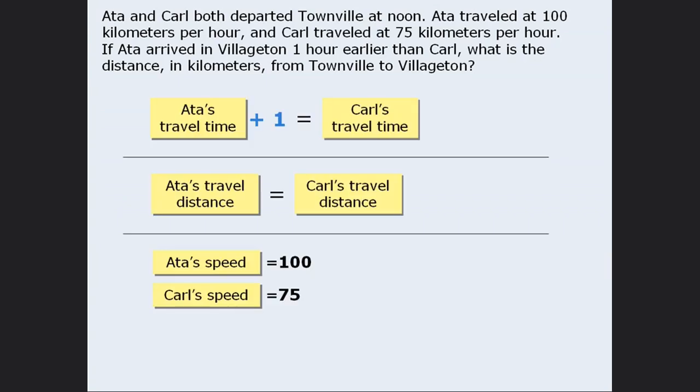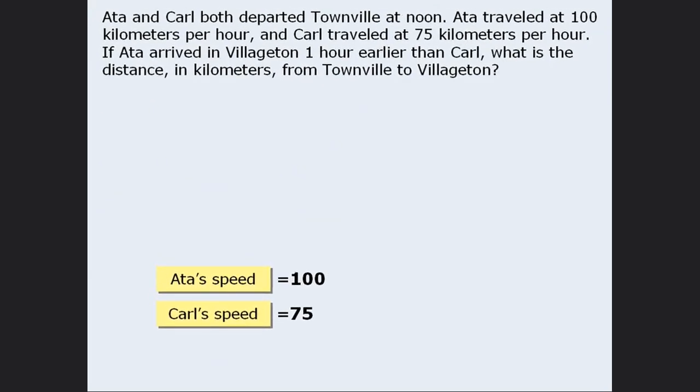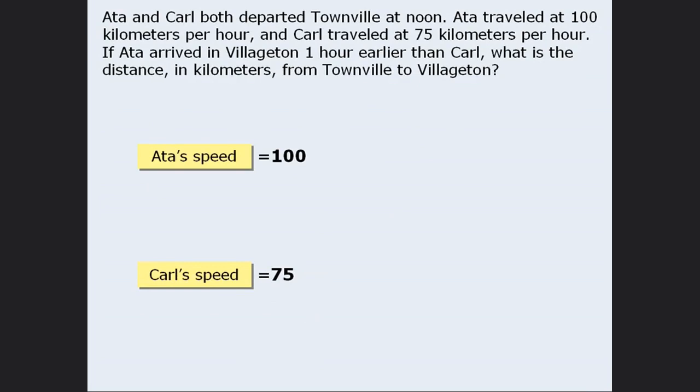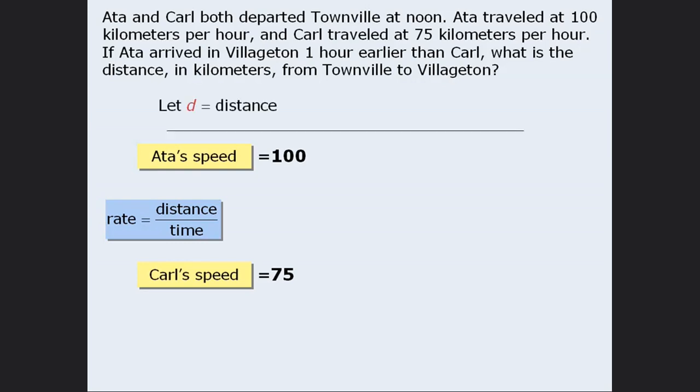Alright, let's return to our word equations and solve the same question using these two word equations. To transform these into real equations, we will use the fact that speed is equal to distance over time. Now, since we are not given any information about the distance traveled or the time they spent traveling, we must assign some variables. To begin, let's let d equal the distance between Townville and Villageton.